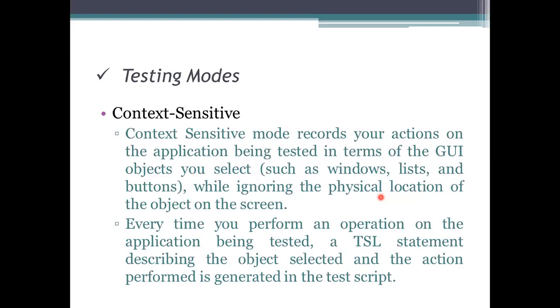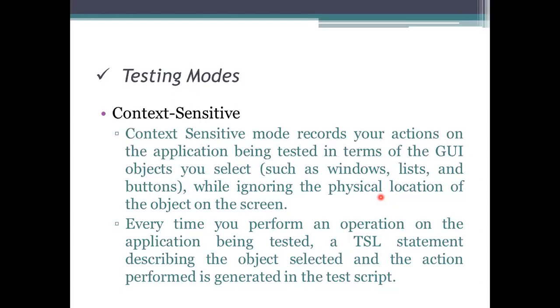So context sensitive here means it records the actions performed by the user, and what is represented here are the GUI objects. We proceed based on that representation. If you want to know the physical location of an object, you can access that as well. If not, you can ignore the location where the object resides.